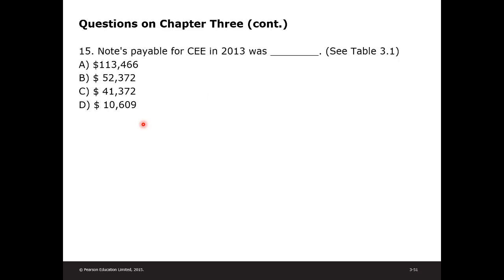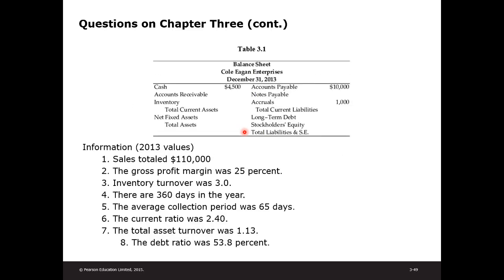Next, in this question, he wants us to calculate the notes payable. First, let's go to the balance sheet and see what are the givens we have.